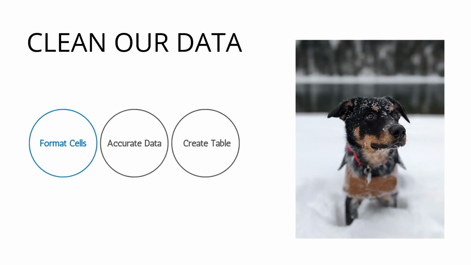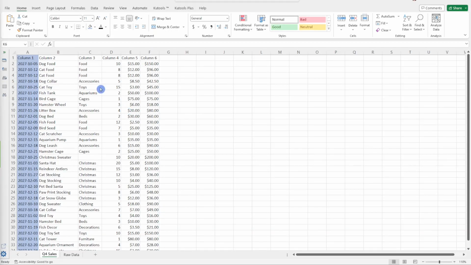Part one of three in cleaning our data is formatting the cells. So in this example, we have a date column, and we are just going to need to ensure that that is in fact stored as a date value. Some other things that you can look out for in formatting is if any of your cells have leading or trailing spaces, those are also going to need to be corrected.